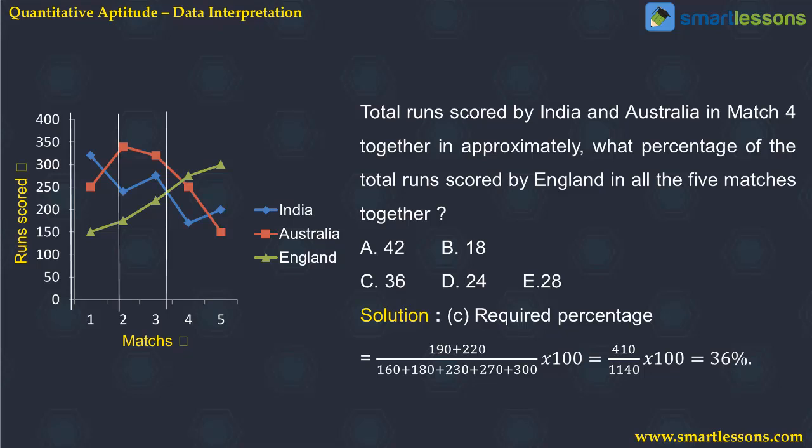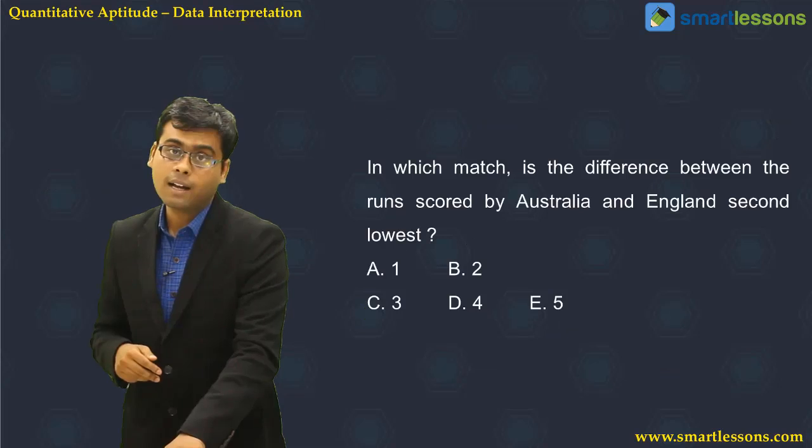Now in all 5 matches, England scored 160 in the first match plus 180 in the second match, in the third match 230, fourth match 270 and fifth match 300. So the total is 1140. So basically now you need to find that 410 is what percentage of 1140, and if you calculate that, you will get 36%. So that means option C, which mentions 36, is the correct one.